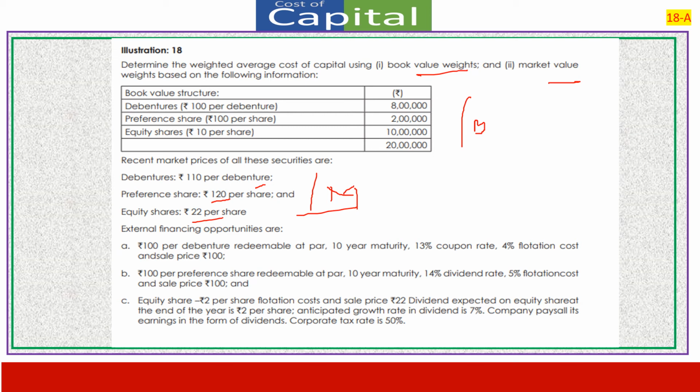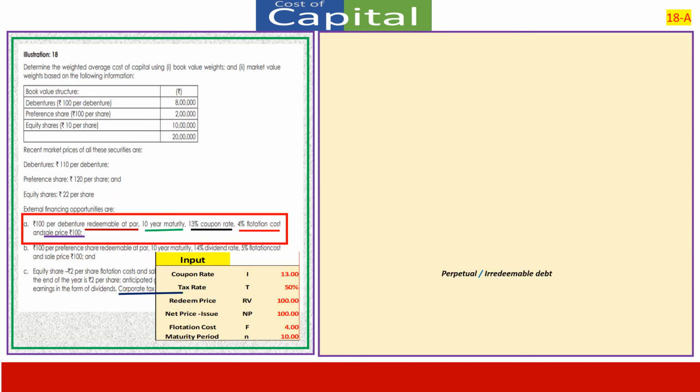External financing opportunities are: we have got debentures, we have got preference shares, and we have got equity. We know how to work on them. Let us take each one of them. First, debentures.